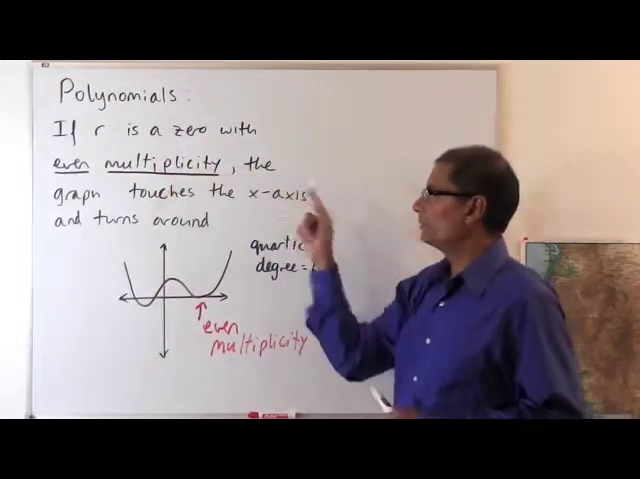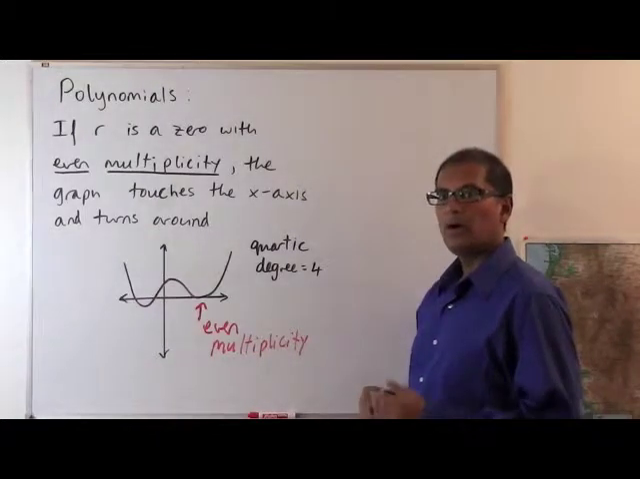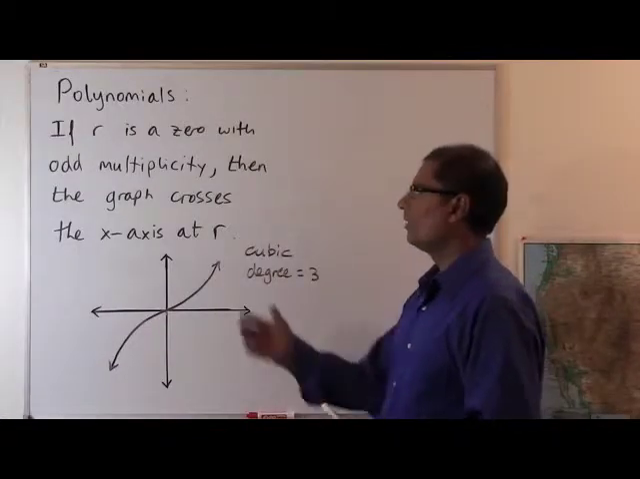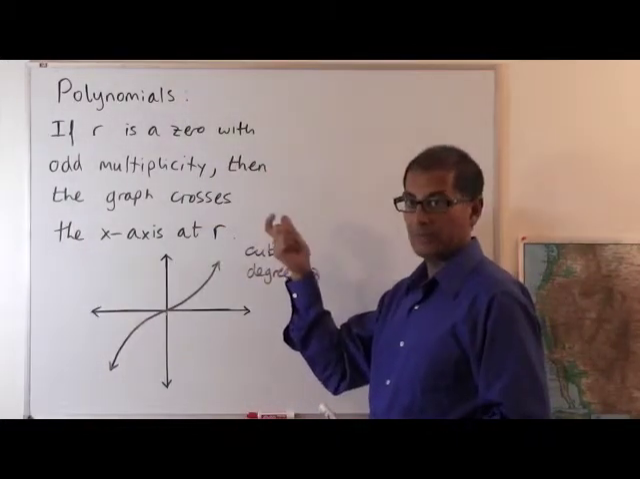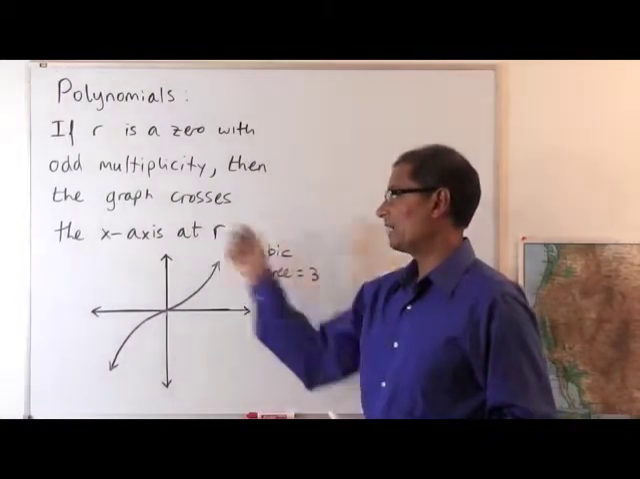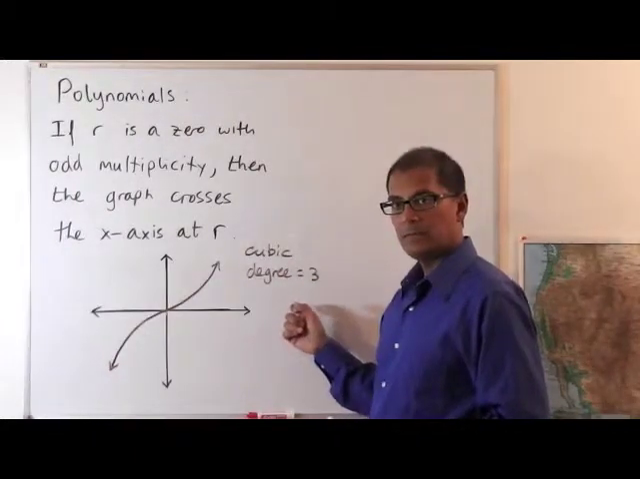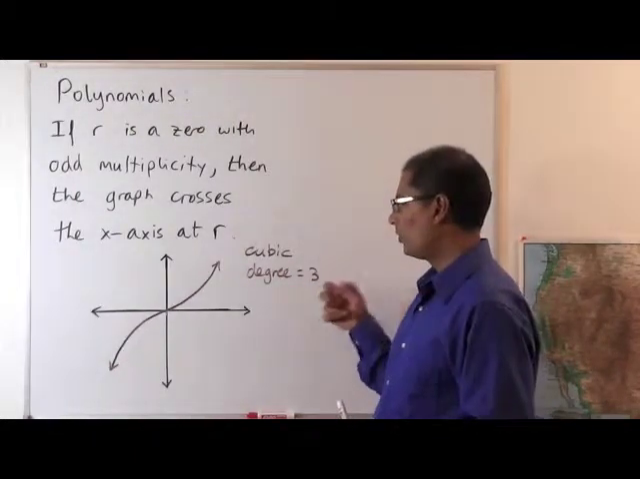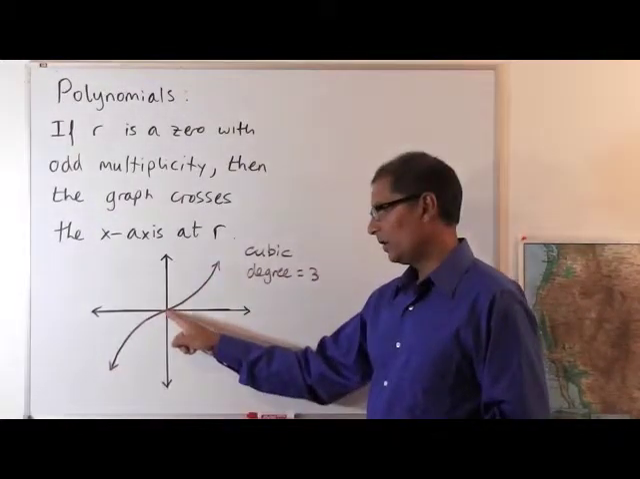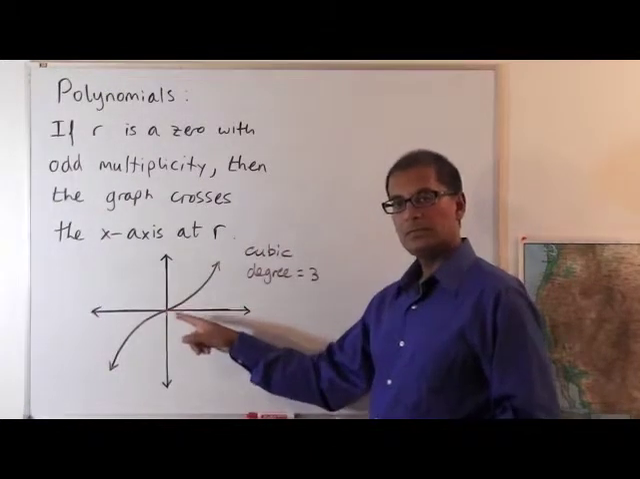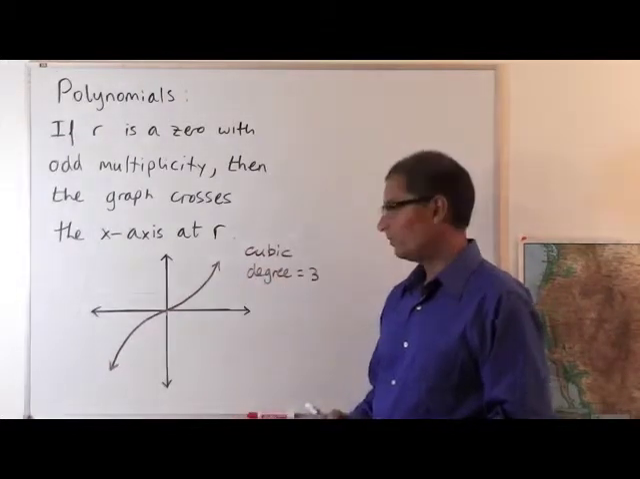So, in other words, let's recap. If r is a zero with even multiplicity, the graph touches the x-axis and turns around. Now what about odd multiplicity? If r is a zero with odd multiplicity, then instead of bouncing back up at r like even multiplicity, the graph crosses the x-axis at r. Here's an example of a cubic polynomial with degree 3, and it has odd multiplicity. It seems to be crossing the x-axis at one point, right here at the origin. So we would say that x equals 0 occurs 3 times. So it has multiplicity 3.